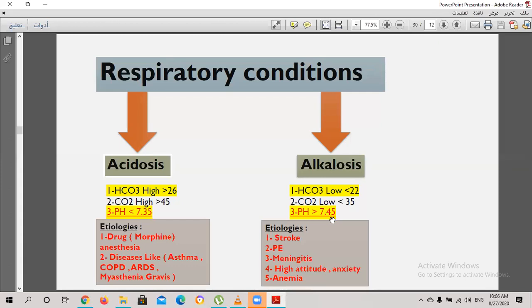So this is our first part of the lecture. Respiratory conditions, acidosis and alkalosis. You're going to look at the pH in both of them. Here you'll find it less than 7.35. Here you will find it more than 7.45. And you're going to look at the bicarbonate: here it's more than 26, here less than 22, despite the number of carbon dioxide. It's important, but always go after pH, then go to the bicarbonate. Next.